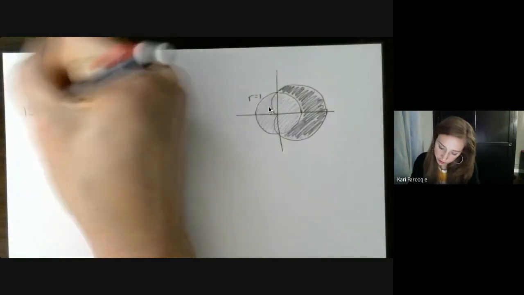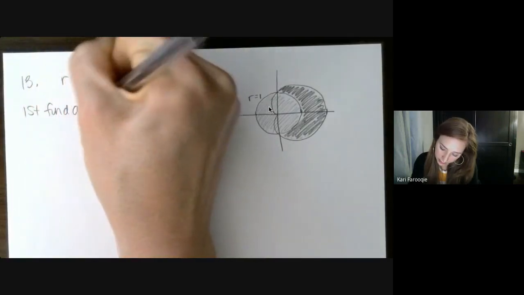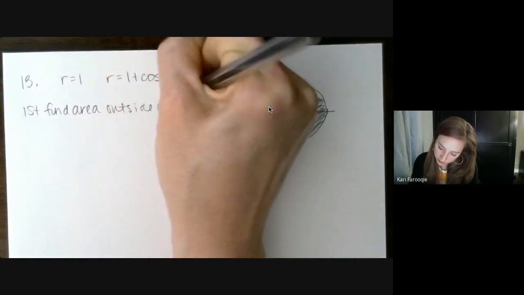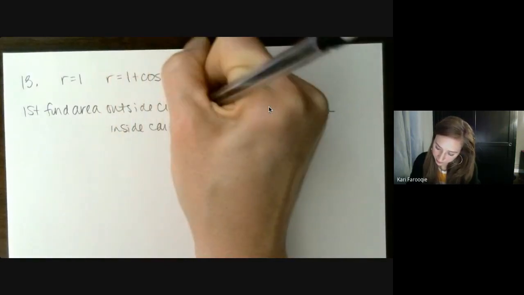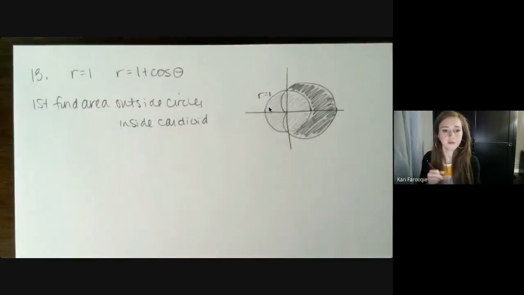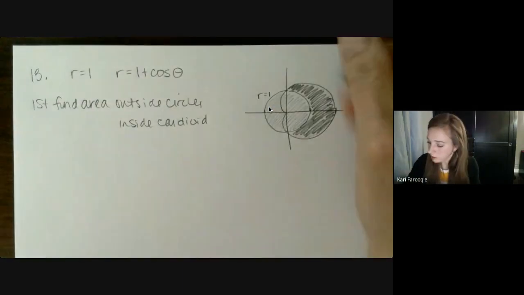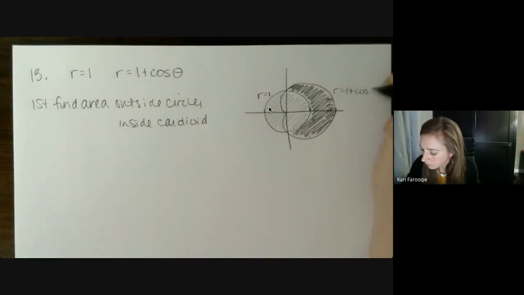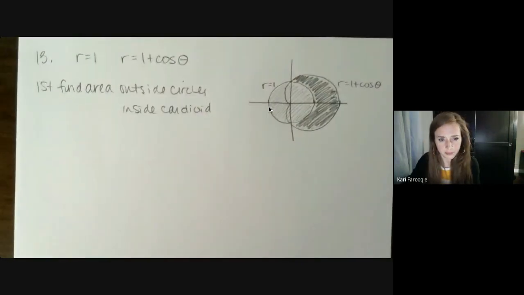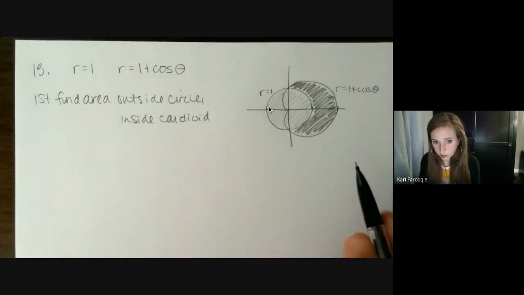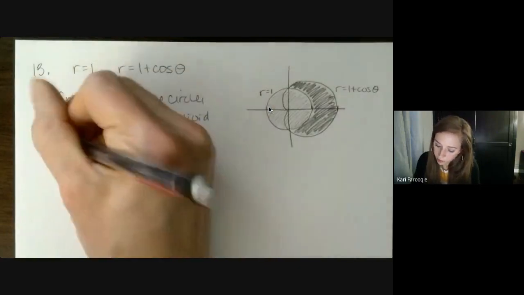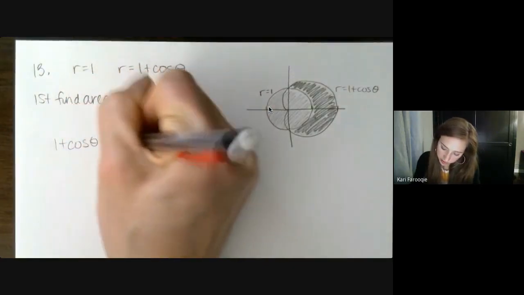So first, find the area outside the circle, inside the cardioid. Okay, so we'll focus on that. So we have r equals 1 and r equals 1 plus the cosine of theta. Okay, so we're looking for the intersection point between these two graphs. Most of us are going to be able to eyeball this one. I don't want you to get into the habit of always eyeballing these because you won't always be right. Sometimes these can be a little bit deceiving.